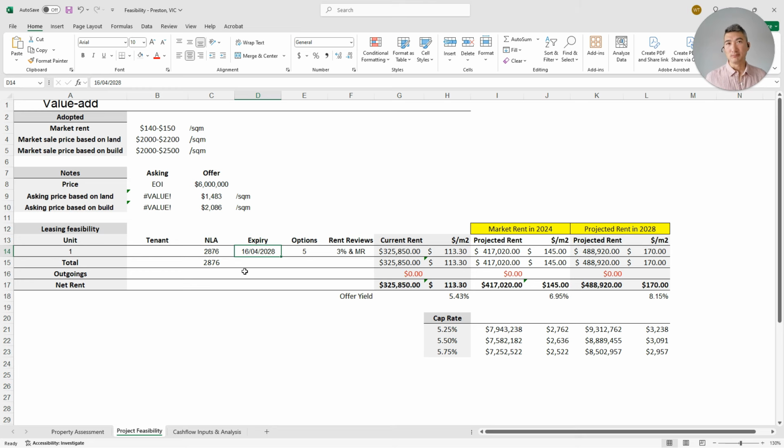And then when it's time for a market review, we are going to look at increasing the rent from $113 per square meter to whatever the market rent is at the time. Now, obviously, we've done some projections ourselves, and we don't have a crystal ball, so we can't say for certain what the rent's going to be in 4 years' time, but we've made some pretty calculated assessments, which I think are probably extremely conservative. So if we're saying that the market rent at the time of purchase is $145 per square meter net, just by applying 4 years' worth of CPI increases, that would get us to $170 per square meter net in 2028, which is when the lease expires.